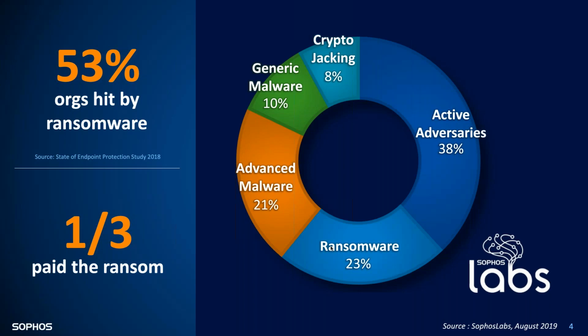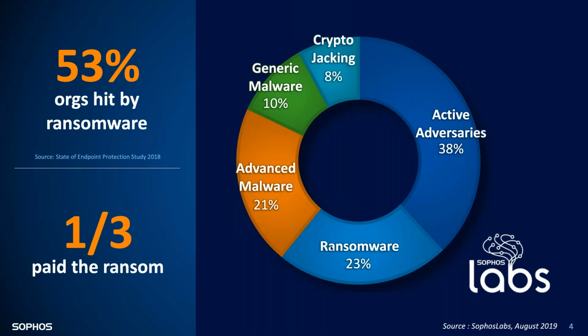53% of organizations have been hit by ransomware, at least the ones that have actually come forward and admitted it. And what we're seeing is a rise. If we look at the pie chart here, you'll see a rise in the active adversary attacks. We're going to discuss that in a little more depth as to why we're seeing a rise in this sort of attack and what the ultimate goal of these types of attacks is.